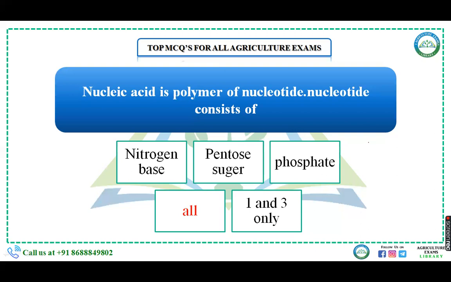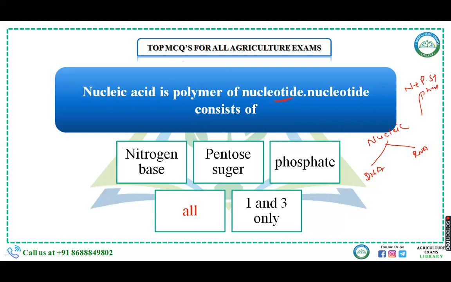When you talk about nucleic acid, it is of two types, that is DNA and RNA. And what is nucleic acid? It is the polymer of nucleotide, already mentioned in the question. Then what is a nucleotide made of? The options are nitrogenous base, pentose sugar plus phosphate group.